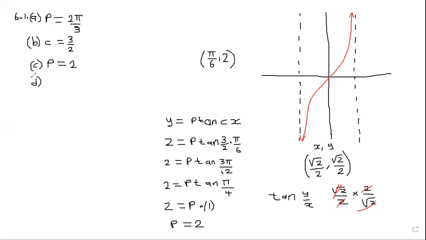So the equation is in this form. It's y is equal to P, which is 2 tangent C, which is 3 over 2, then the x there. So this is the equation. We are done with that.